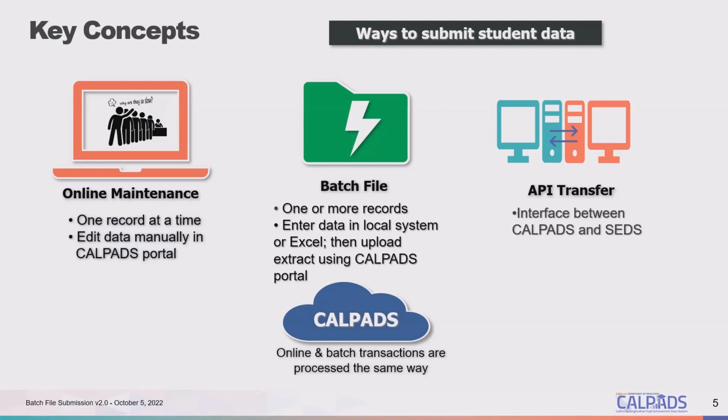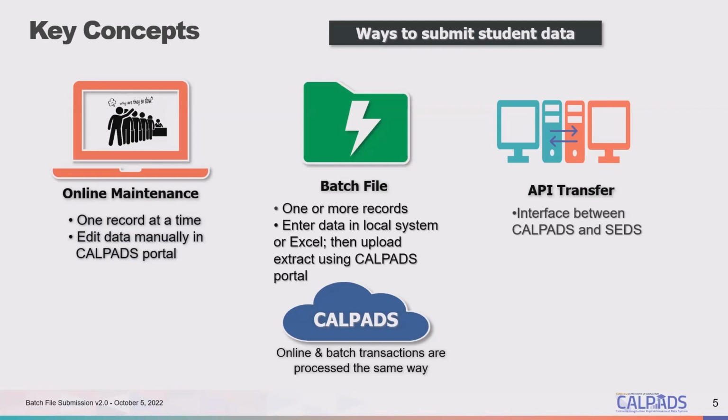Online maintenance requires that the user log into CALPADS and edit data manually, 1 record at a time. Batch file, the most common and used method, requires the user to log into the CALPADS portal and submit files. Files can be submitted 1 at a time or multiple files at once. Batch file functionality allows the user to submit records for 1 or more records in a single transaction.